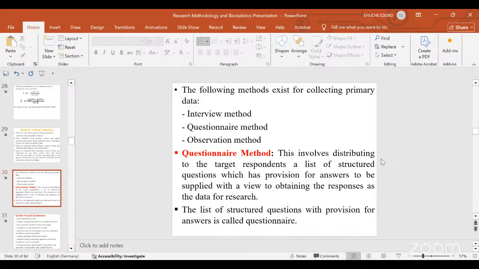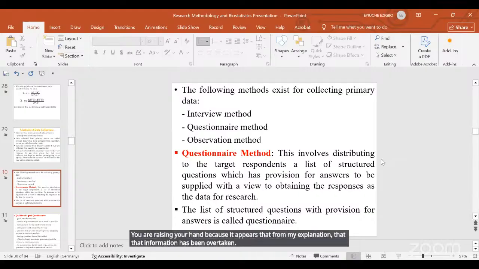Okay. This question has been overtaken. So don't worry, you can see. Sorry, I asked because you were raising your hand before, but it appears that from my explanation that information has been overtaken. So we can now move on.